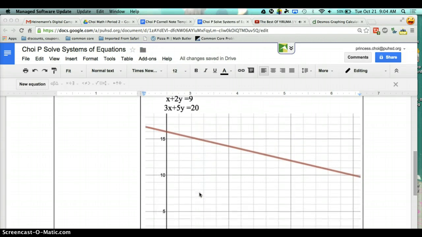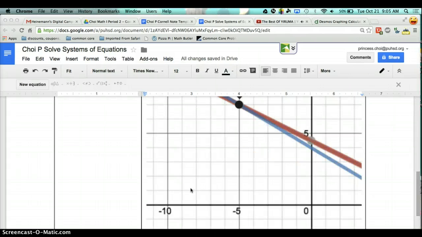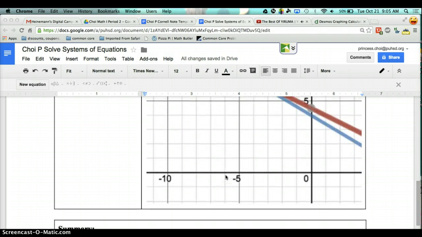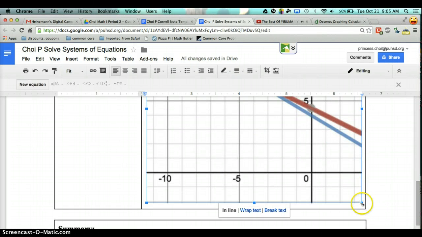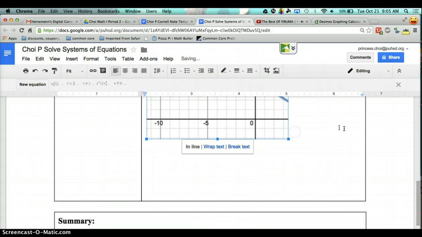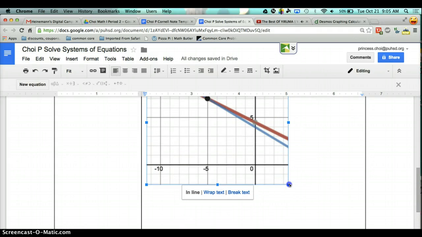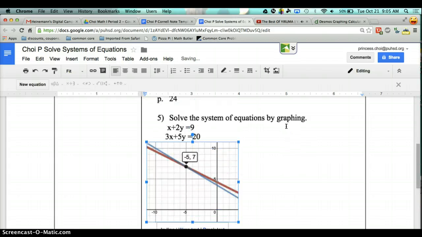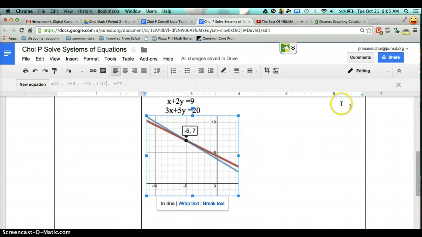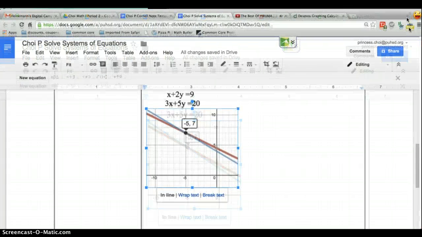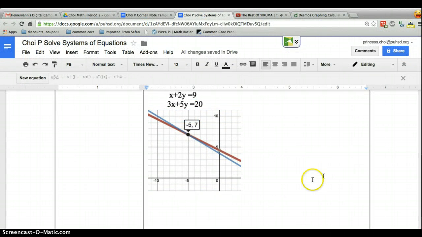Oh no, that wasn't it. Okay, let me pause for a little bit. So there you go, I finally found the correct graph. What I'm going to do is make it small because I don't need it this big. It's filling up the whole page of my Cornell notes, right? There you go, that's nice and small. I know I have all this space on top. Let me see if this would help. No, not really.